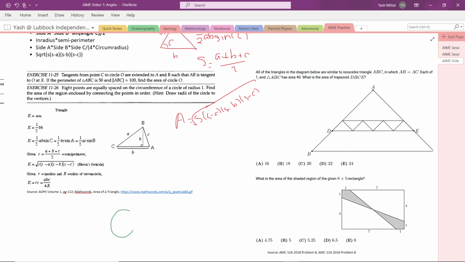Okay, so we have a circle right here, and then we have tangents from point C. Let's call this C. They are tangent to this circle O, and then they're extended to A and B such that AB is tangent to O at X.